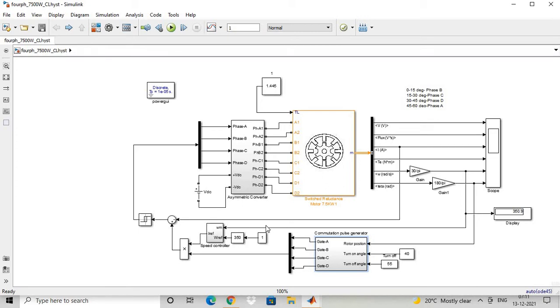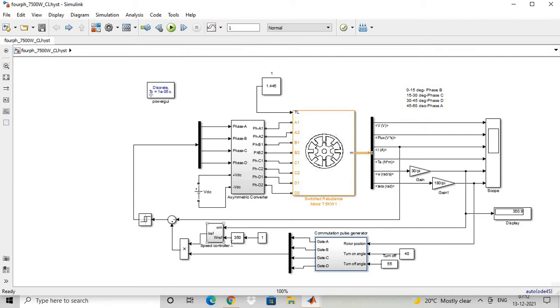Then while giving the supply to this asymmetric converter, the closed loop hysteresis current control method is utilized. Closed loop means the feedback signal is taken. Here we are taking two feedback signals. First, for the current we have taken the feedback. Second, regarding the speed, the continuous real-time speed is monitored, and that signal is given as omega m.